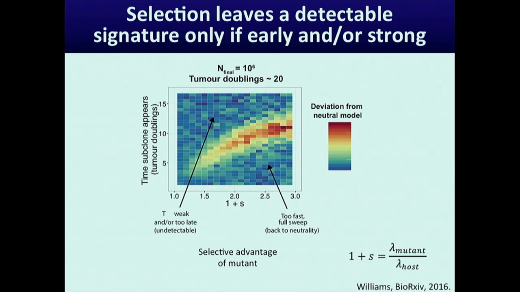But interestingly, if selection is also very strong or very early, what happens is there's a sweep through the tumour, and again we don't see selection anymore because then we're just looking at the neutral evolution that happens within that selected subclone. So there's only a small window of opportunity where we kind of catch a clone in the act of sweeping through, where we can hope to see subclonal selection in sequencing data.